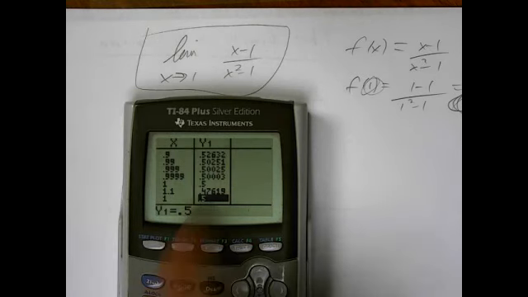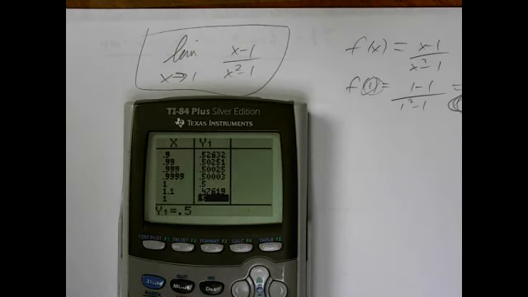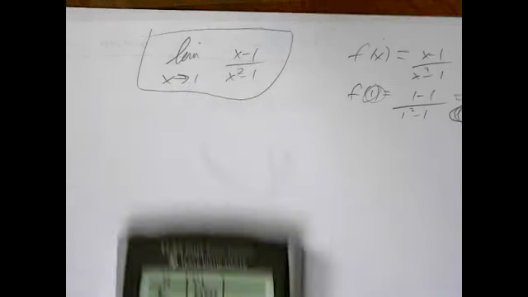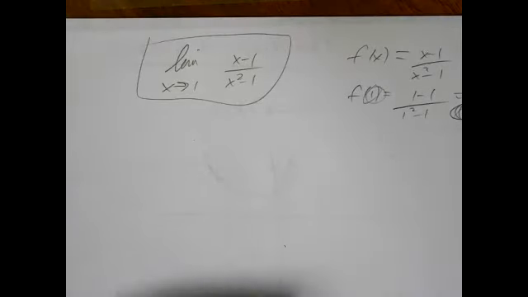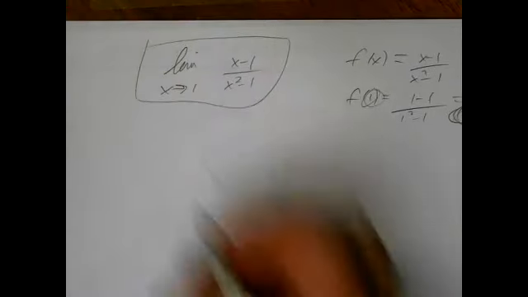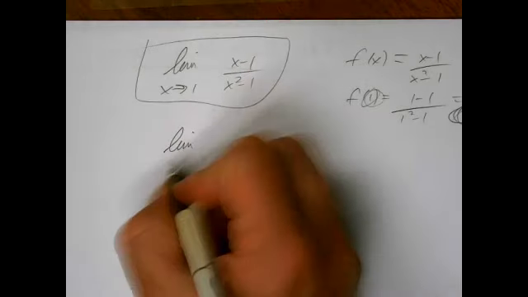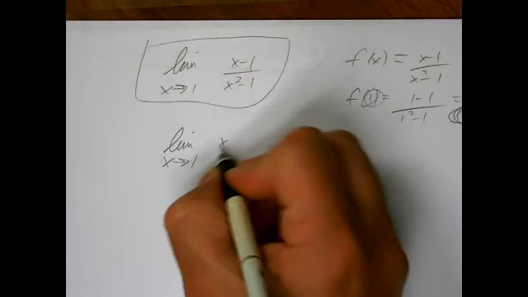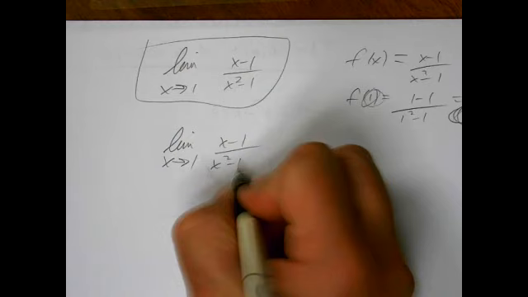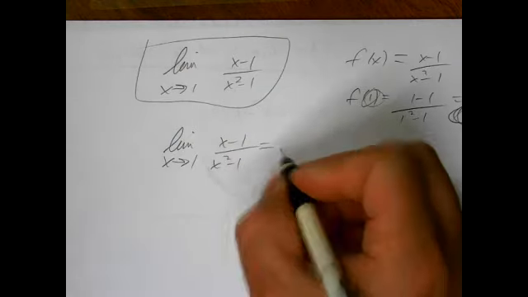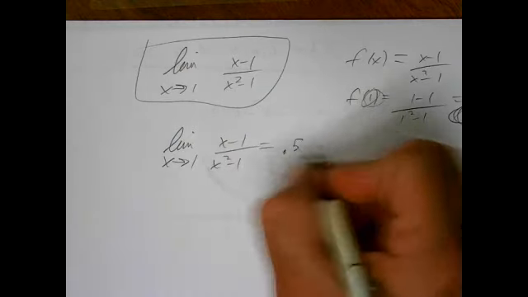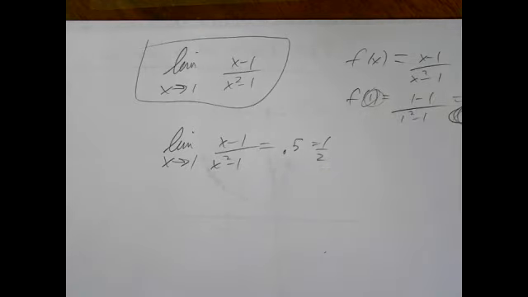That's got round off error in it. It's why you're seeing that. But point is, it gets infinitesimally close. So therefore, the limit as x approaches 1 of (x minus 1) over (x squared minus 1), we would say equals 0.5, or call it 1/2 if you want to. All right. Again, that is not because the function is equal to 0.5 at 1.